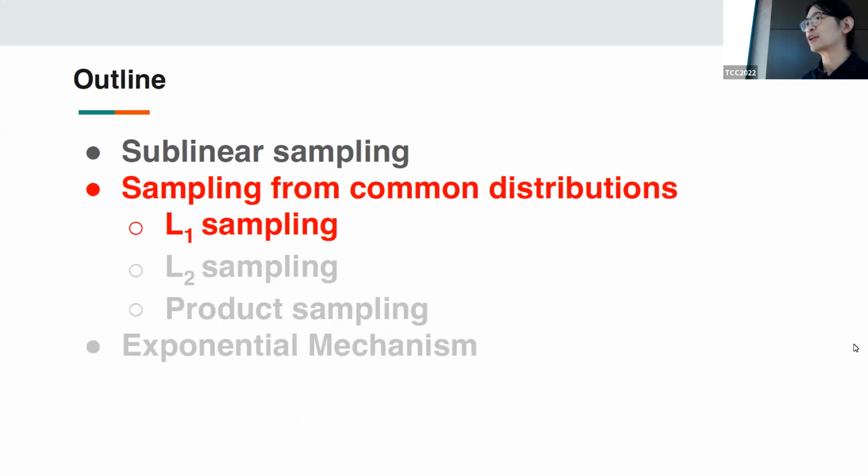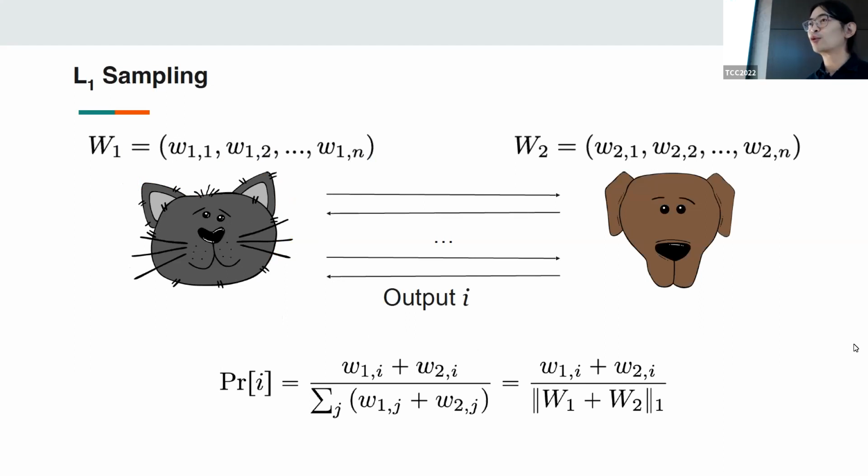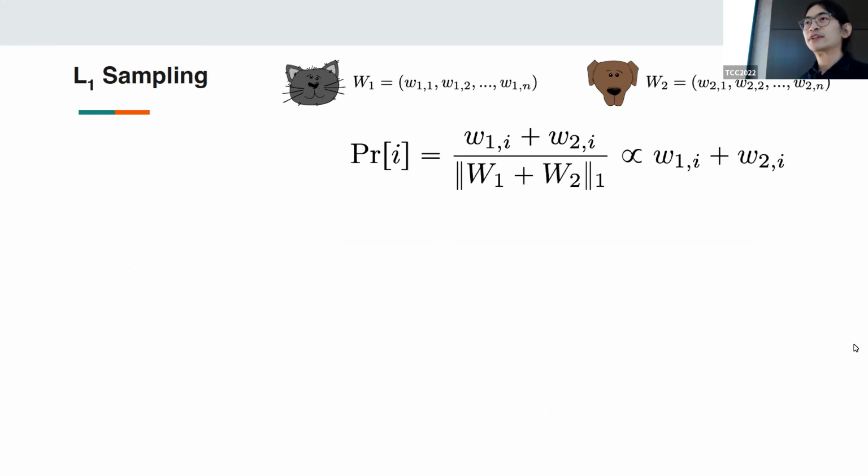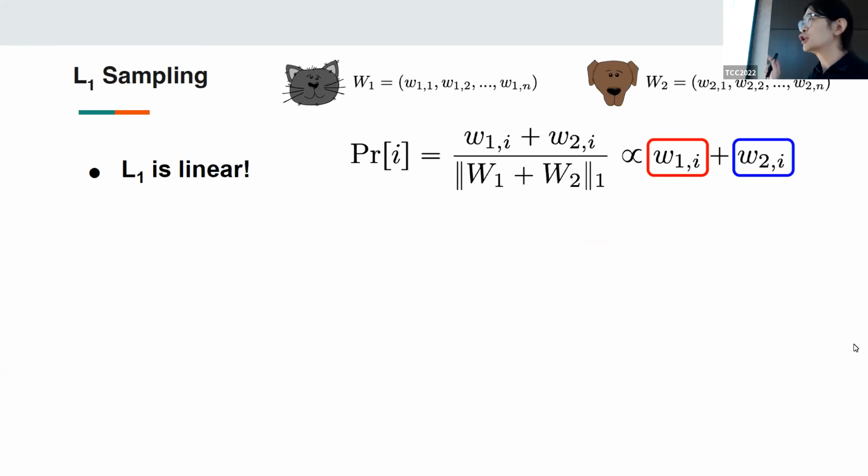So let's see some real protocols, starting from L1. Remember, it's still the two-party setting, and now the probability that the two parties want to sample from is this L1 distribution defined below. So how do we solve this? Let's take a look at this probability function. Given L1 is linear, this is basically like the summation of the inputs from the two parties. And we see that each party can compute exactly one of them.